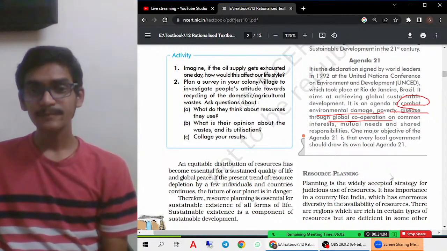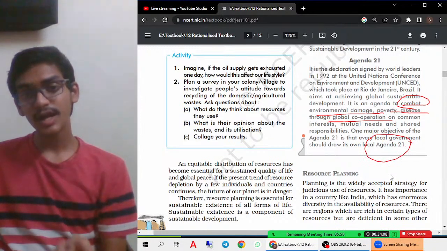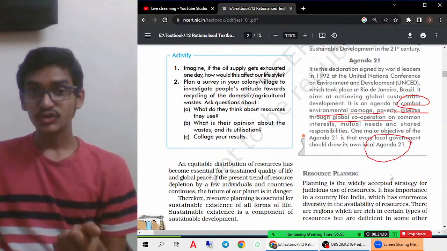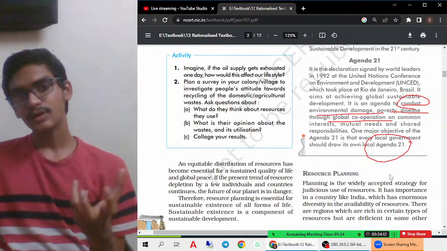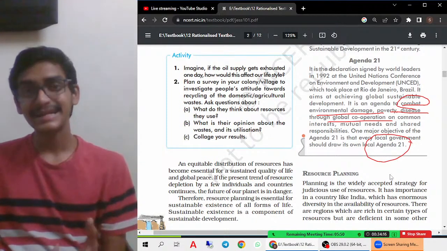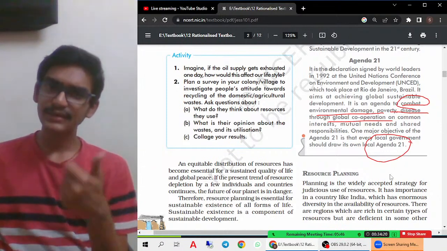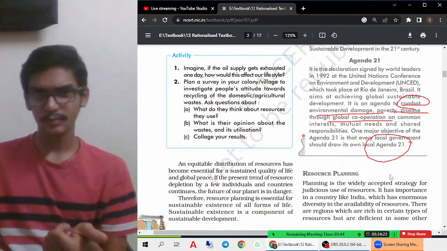In a similar way, the main focus of Agenda 21 is that the local government should have its own Agenda 21, because in the local government bodies, each one has a greater understanding of their problems. They know how to solve the problem also. So by creating their own local Agenda 21, they can easily solve the problems.